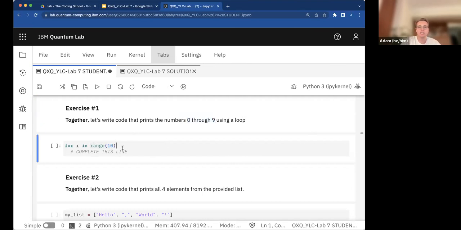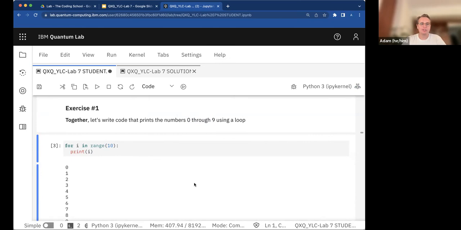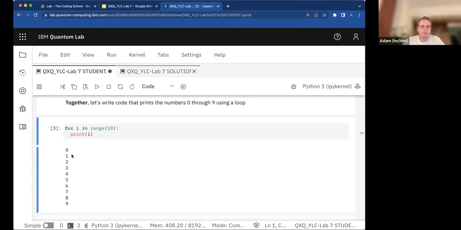So we go here, and then based on what we've said, I see Krish has said, let's do print of i. Ooh, you got me. I was hoping to catch you on that, on the colon. Yeah, we need the colon there. 0, 1, 2, 3, 4, 5, 6, 7, 8, 9, all on their own line.